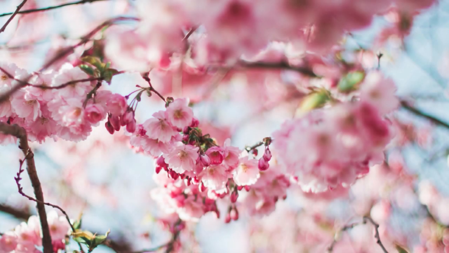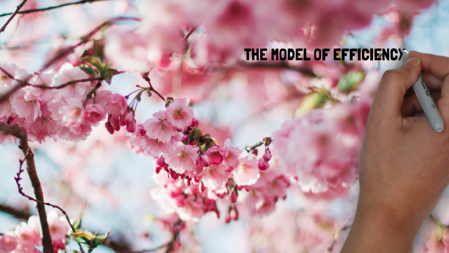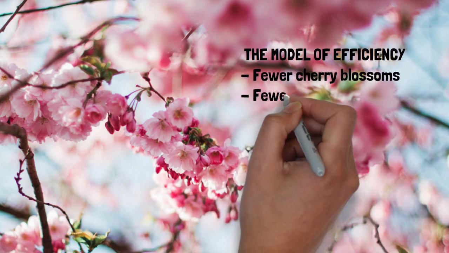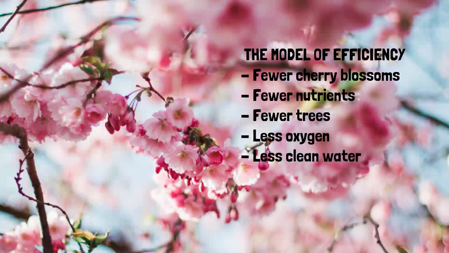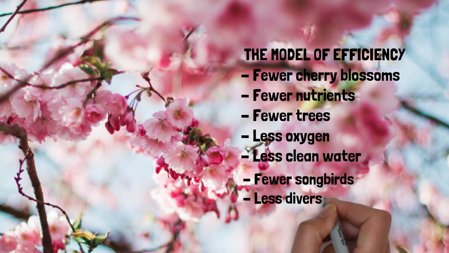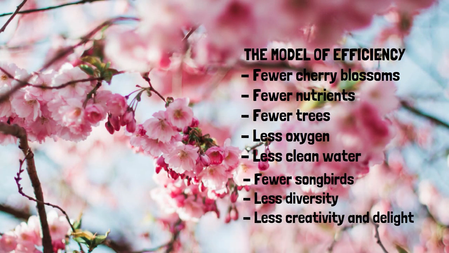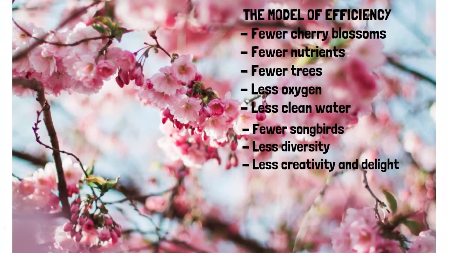If we went along with the model of efficiency, there would be fewer cherry blossoms and fewer nutrients, fewer trees, less oxygen and less clean water. Not only that, fewer songbirds, less diversity, less creativity and delight. The marvelous thing about effective systems is that we want more of them, not less.